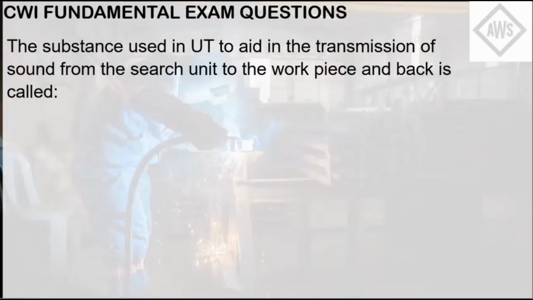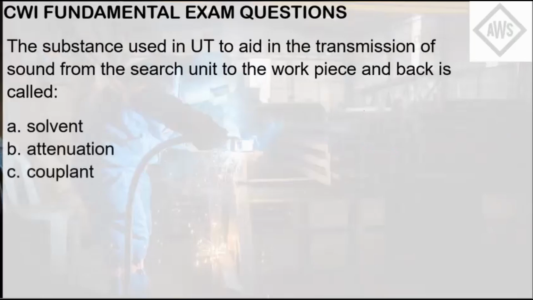The substance used in UT to aid in the transmission of sound from the search unit to the workpiece and back is called letter A, solvent, letter B, attenuation, letter C, couplant, letter D, cable, letter E, transducer.